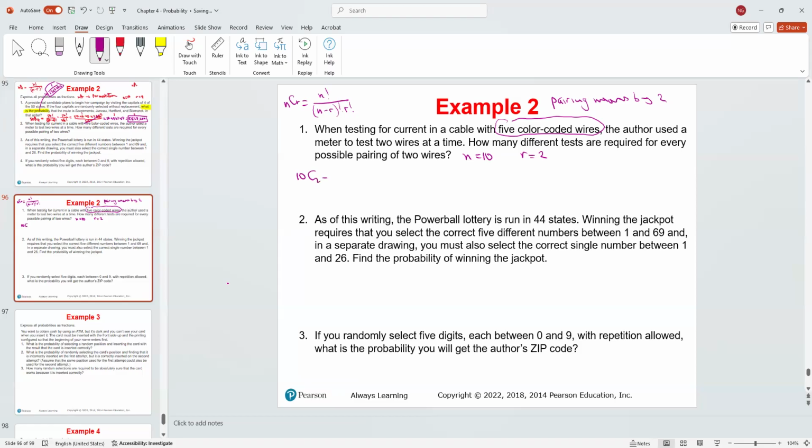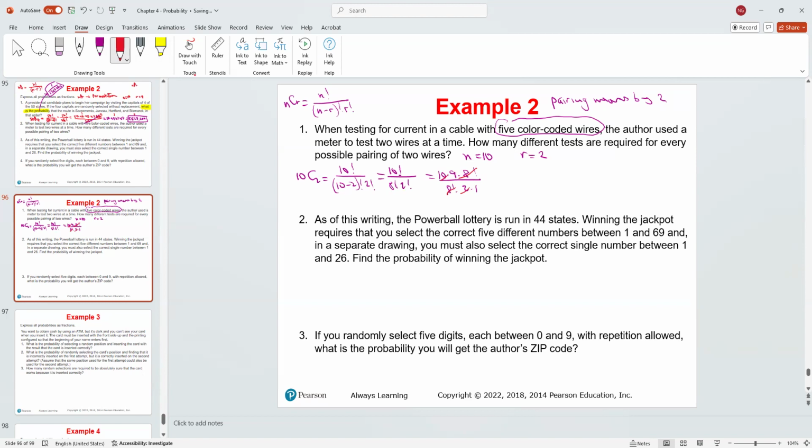10C2 would be 10 factorial over (10 minus 2) factorial times 2 factorial. But by now, you can either do it manually or use your calculator. I'm expecting everyone to use a calculator: 10 times 9 times 8 factorial over 8 factorial times 2 times 1. We can cancel the 8 factorial and cancel the 2.